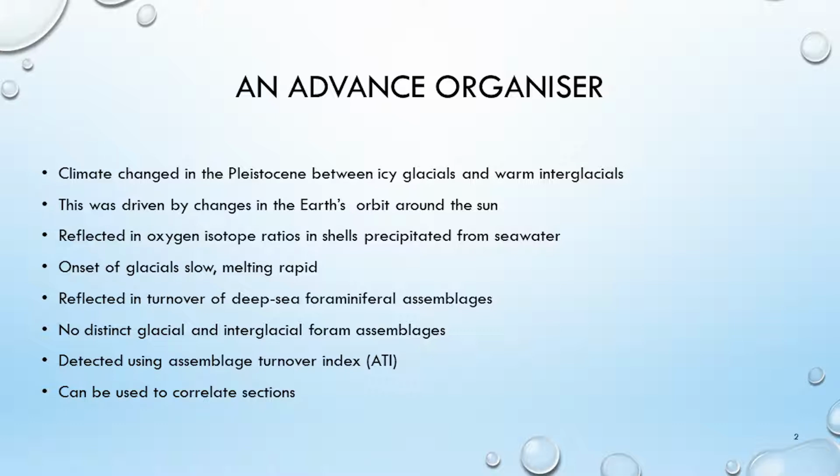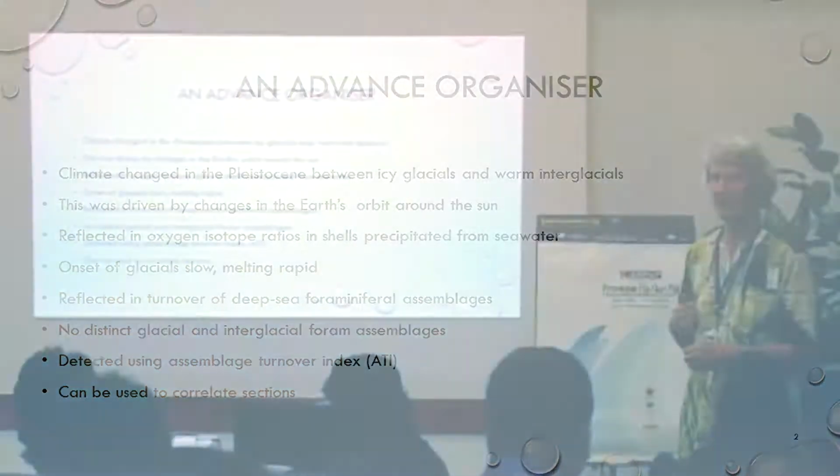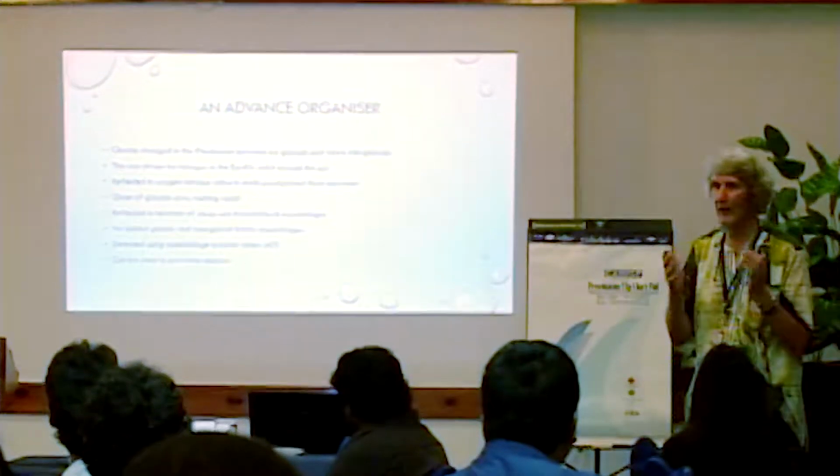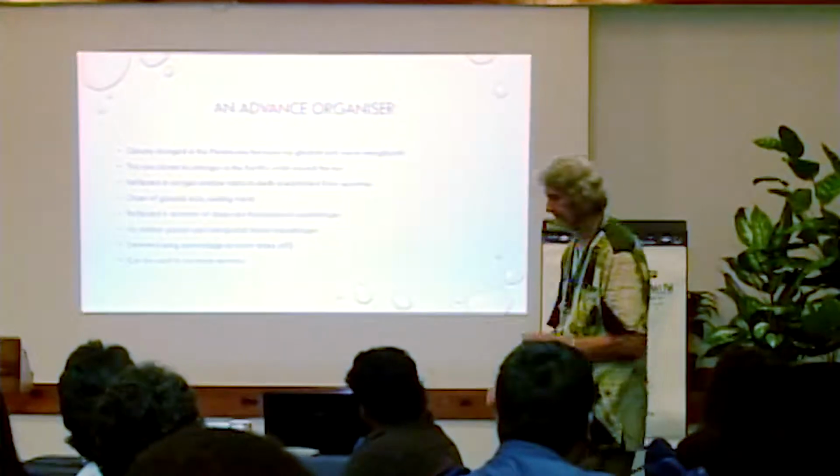But I'm going to work with benthic ones only. I'm going to show that there are no distinct glacial and interglacial foram assemblages, which is something people have been searching for for decades. How can we recognize a glacial versus an interglacial on the fauna? The truth is we can't. What we can do is use the ATI, the Assemblage Turnover Index, to show when we go from a glacial into an interglacial. I'm going to show how we can use this to correlate.